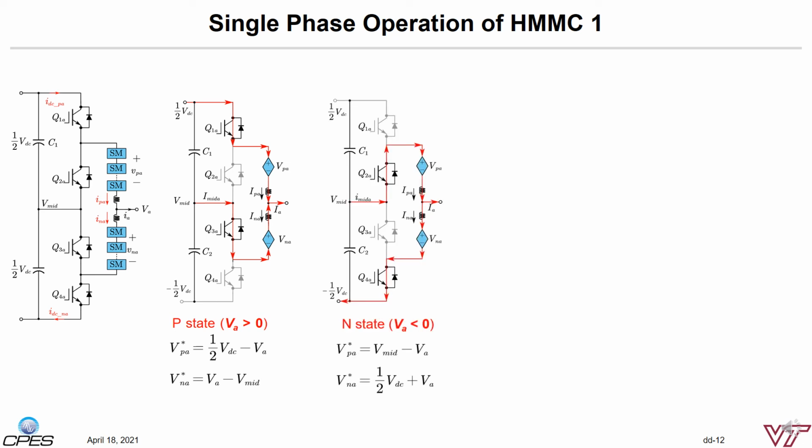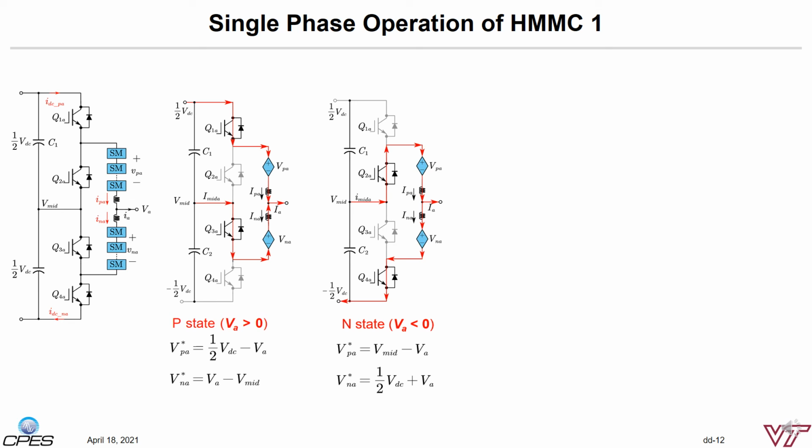When the phase leg needs to produce the negative voltage during the second half cycle, Q1 and Q3 switches are turned off. Q2 and Q4 switches are turned on. So the chain link arms are connected between the neutral point and the negative DC bus. The corresponding upper and lower arm voltages can be expressed as shown in the equations.